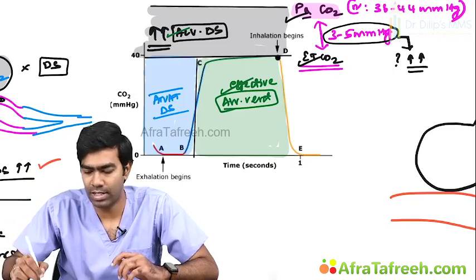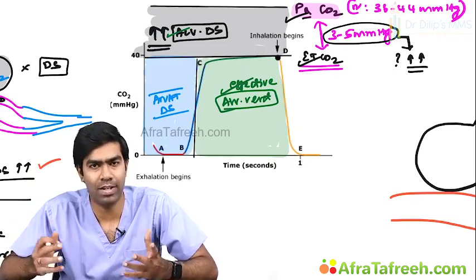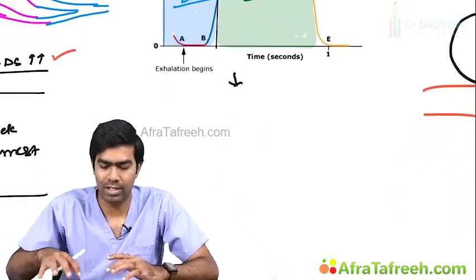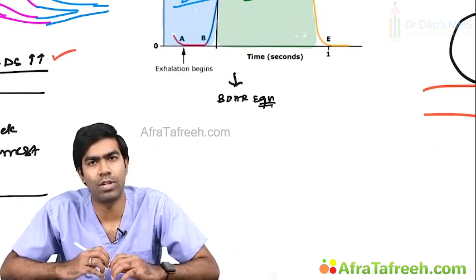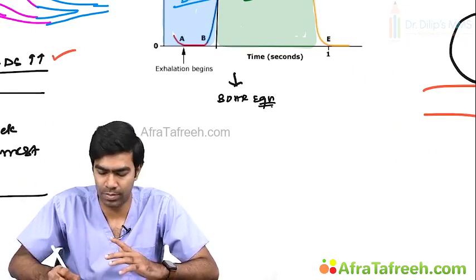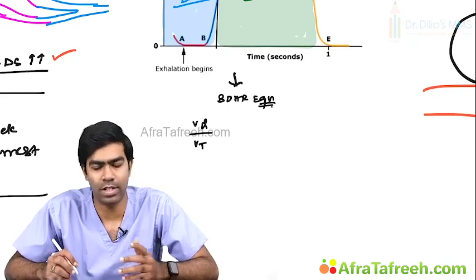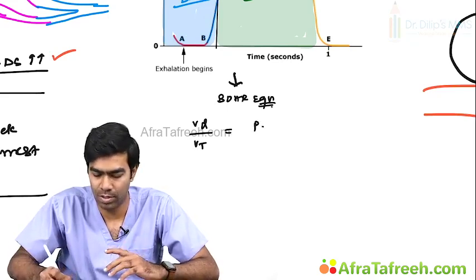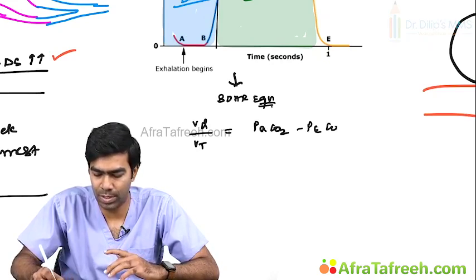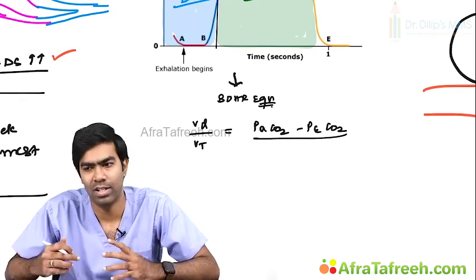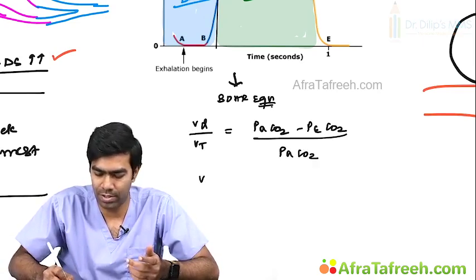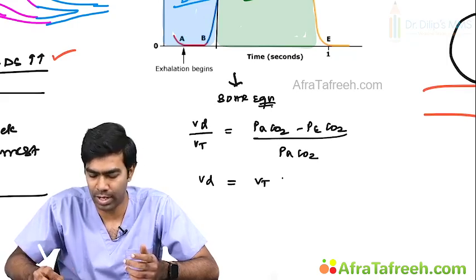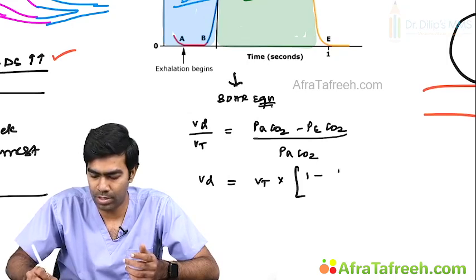Clear? So this is a very, very easy and interesting concept as well. Why I told you this graph in a very detailed way is the fact that this graph is the basis of something called the Bohr equation. You know what the Bohr equation is for? It is for estimating the physiological dead space. It tells Vd by Vt. Vd is physiological dead space and Vt is the tidal volume, equal to PaCO2 minus PeCO2. PeCO2 here means expired carbon dioxide. In our modern terms, it's nothing but end-tidal carbon dioxide, divided by PaCO2. If I rewrite the equation, physiological dead space will be equal to tidal volume multiplied by 1 minus PeCO2 by PaCO2.